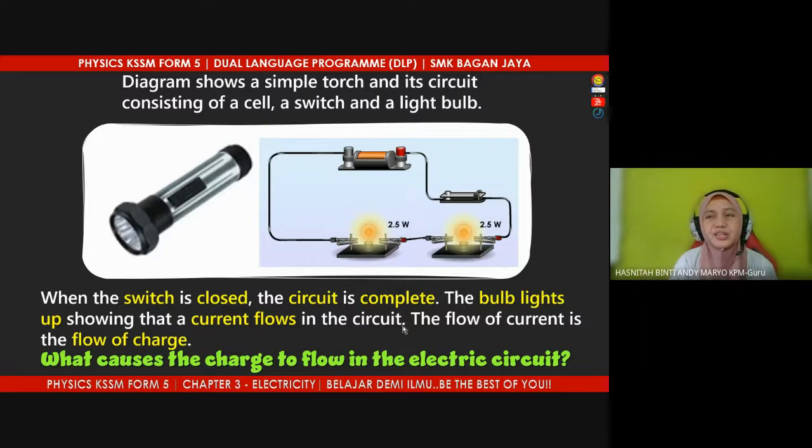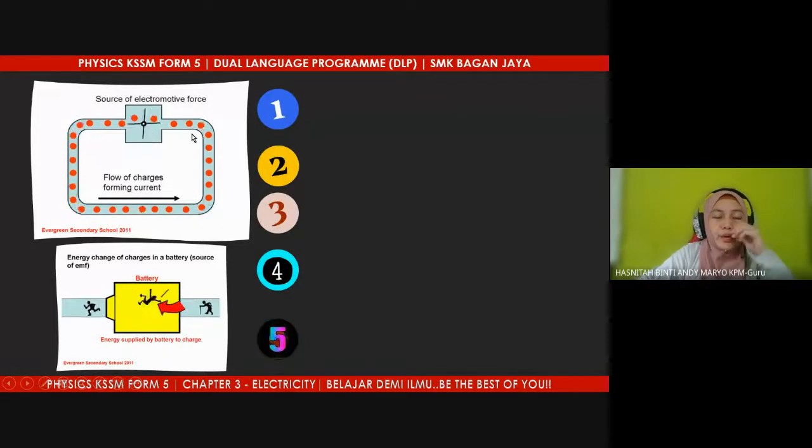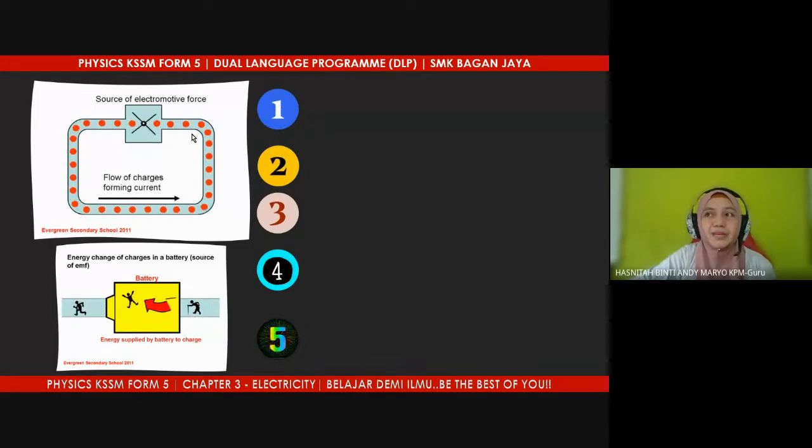So the question here, the big why, is: what causes the charge to flow in the electric circuit? How can charge flow in an electrical circuit? This is what we are going to answer in this lesson. Here is a short animation so you can understand what is meant by electromotive force.